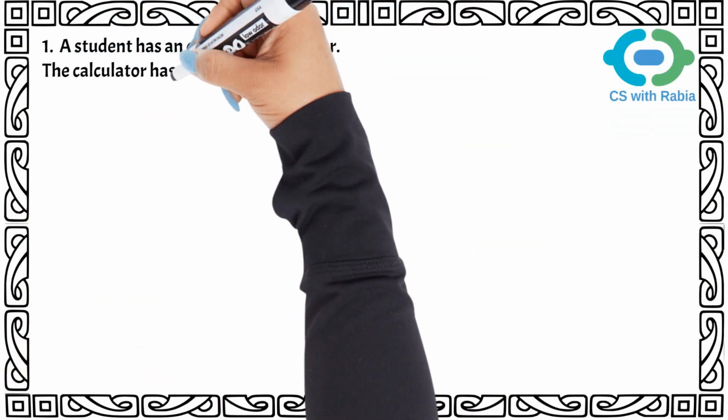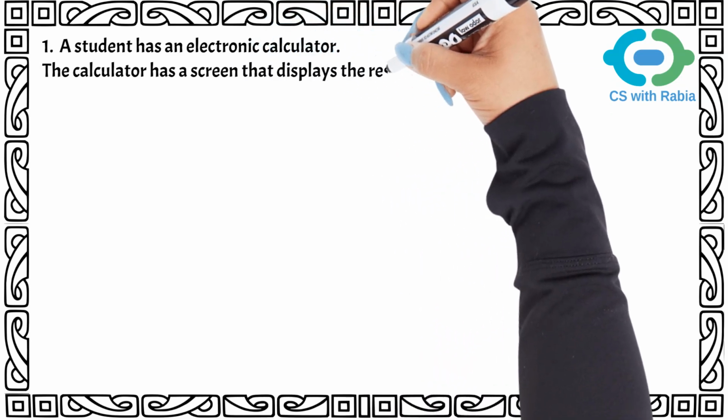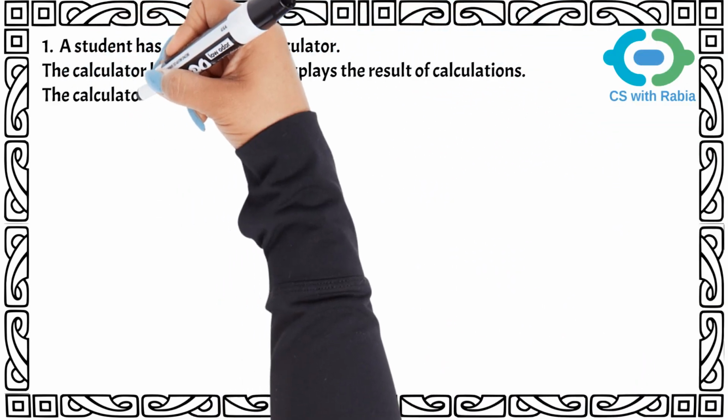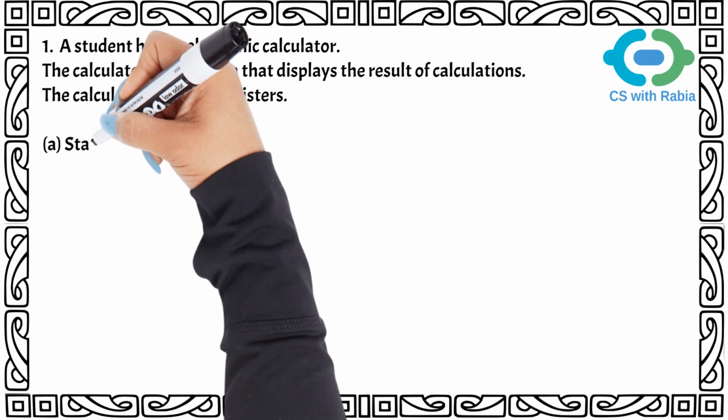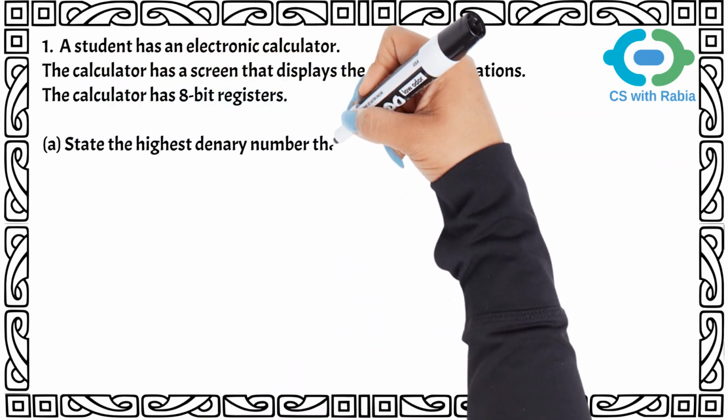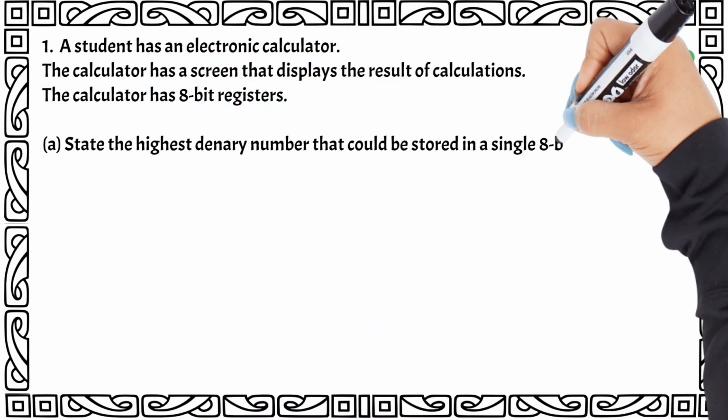A student has an electronic calculator. The calculator has a screen that displays the result of calculations. The calculator has 8-bit registers. State the highest denary number that could be stored in a single 8-bit register.